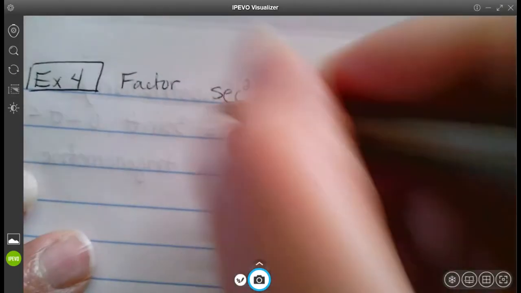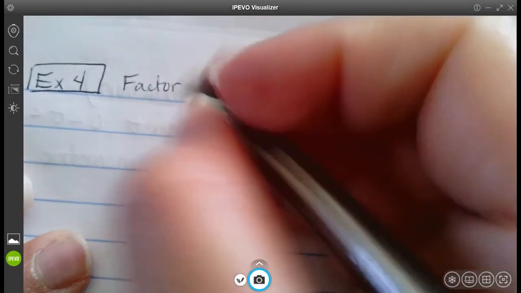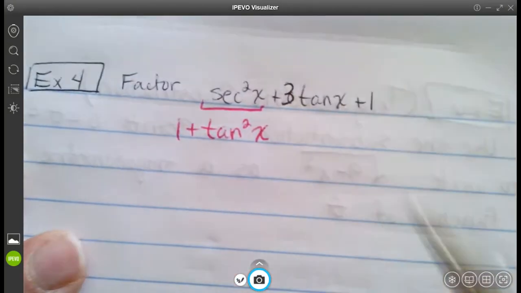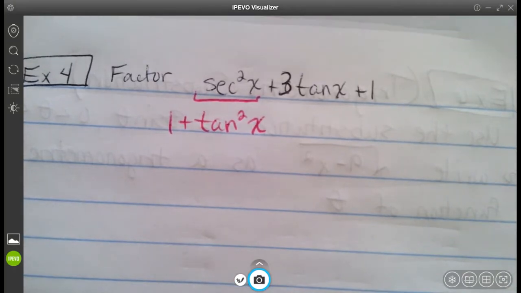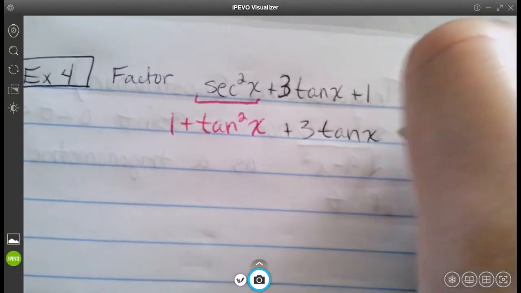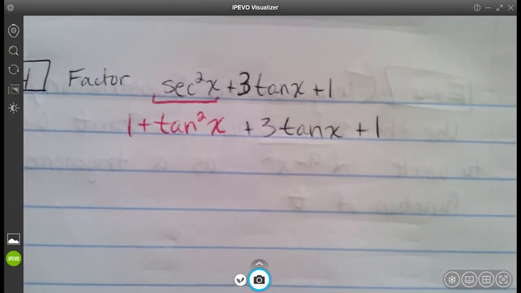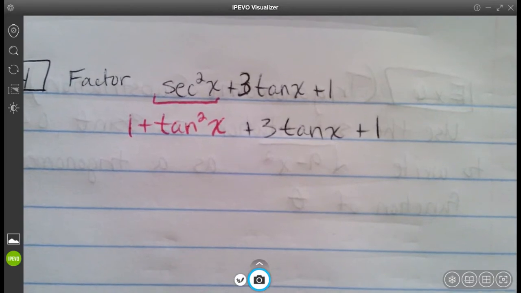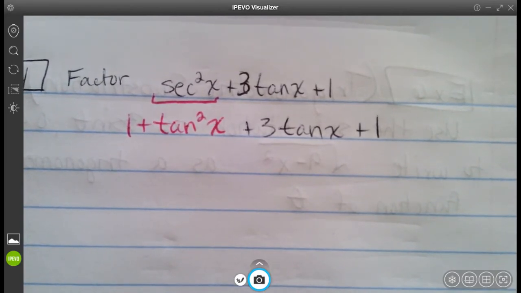So I'm going to first replace this with 1 plus tangent squared. Oh, and they're using x, so x. Okay. Bring everything else down. So plus 3 tangent of x plus 1. Okay, and we're just going to rearrange this to make it look like the one before, right? Like a trinomial here.